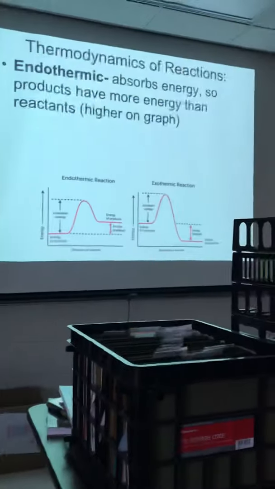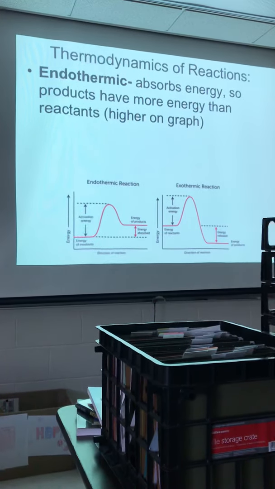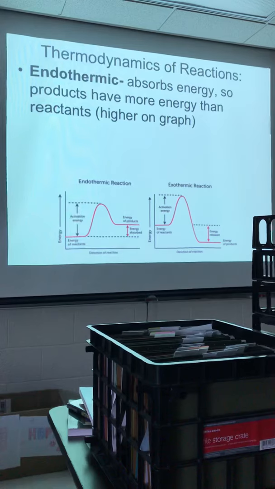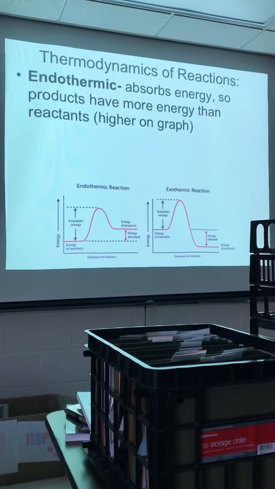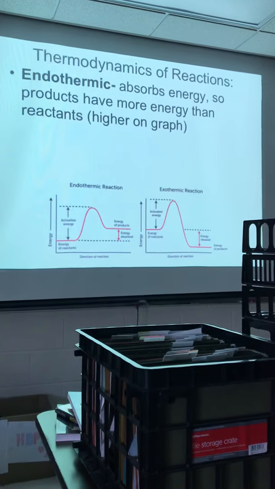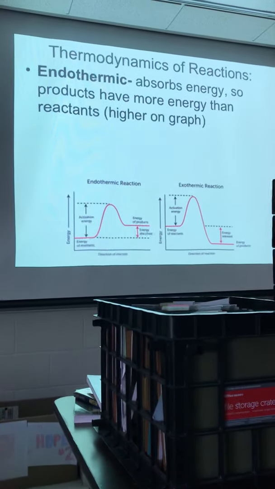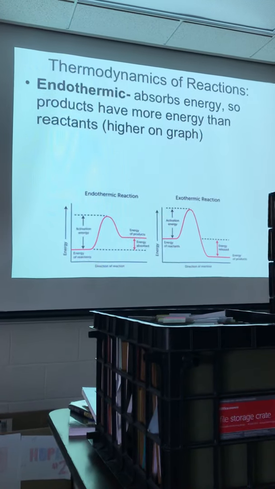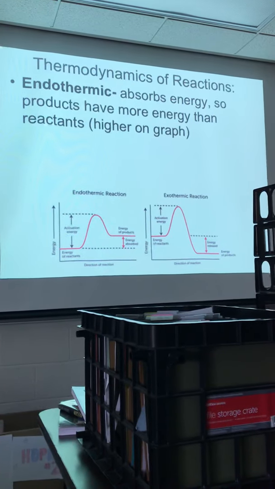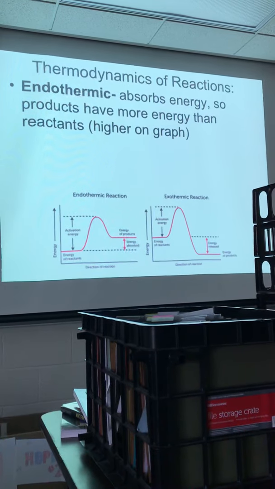Okay? And from last unit, we talked about exothermic and endothermic, and so this should be a review, but I want to make sure that you have these notes again because we're going to use them in this unit as well. So endothermic is the type of reaction that absorbs energy. So that means that the products have more energy than the reactants. So which one of these graphs demonstrates the products having more energy, being higher on the graph?